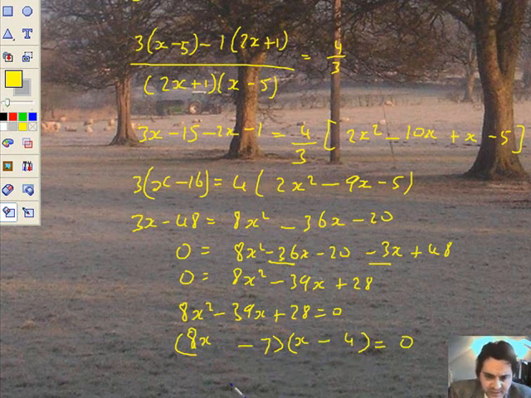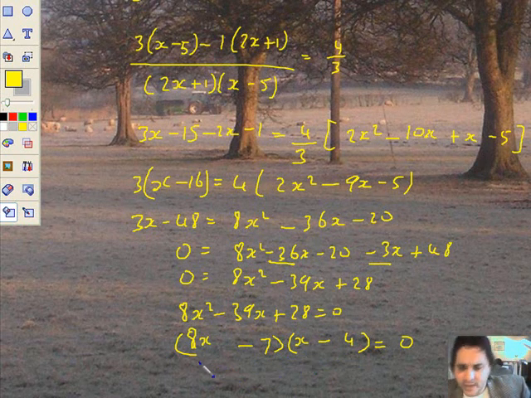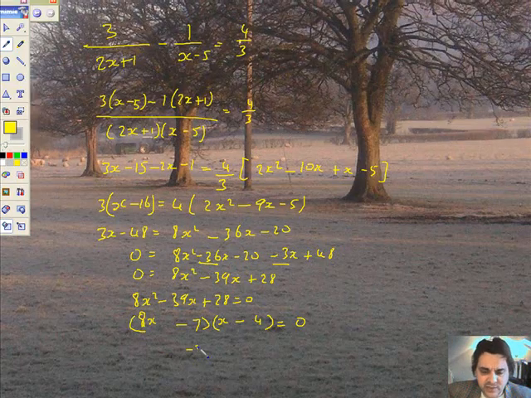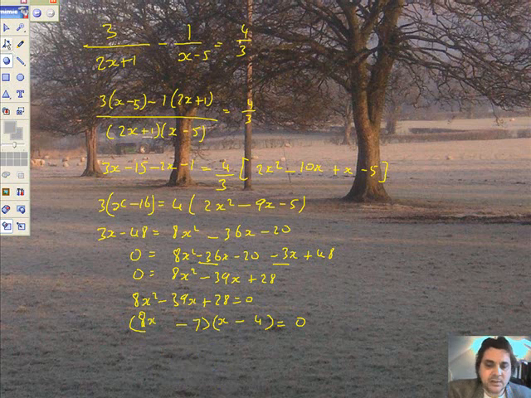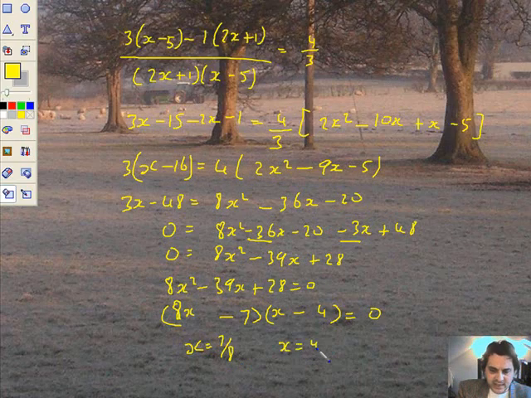If I go double minus there, just work with me on this one. 8x times x is 8x squared. 8x times minus 4 will be minus 32, just write down there for you, minus 32x's, and minus 7 times 1 is another minus 7x's. That gives us minus 39x's. So this is correct, isn't it? So I've just proved that works, and of course minus 7 times minus 4 is plus 28. So solving it all the way, I've got here x equals 7/8 and x equals 4.